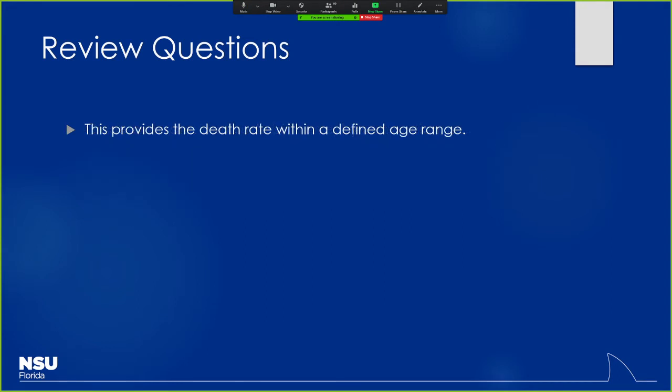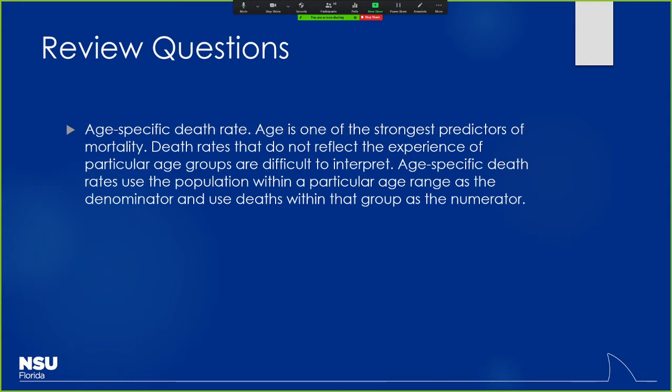Okay, so this provides the death rate within a defined age range. What do we think with that? It's an age-specific death rate at that period, right? And again, what was the benefit of using an age-specific death rate? Well, it was handy because it allowed us to get better comparisons between different groups of individuals, right? Because generally speaking, if you want to look at the health of a country, you look at things like lifespan, their death rates, birth rates and things like that, and typically that gives you some kind of clue.